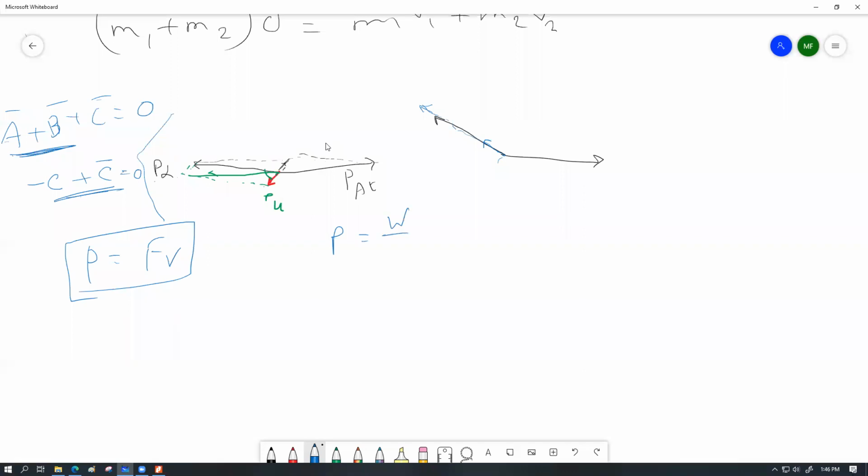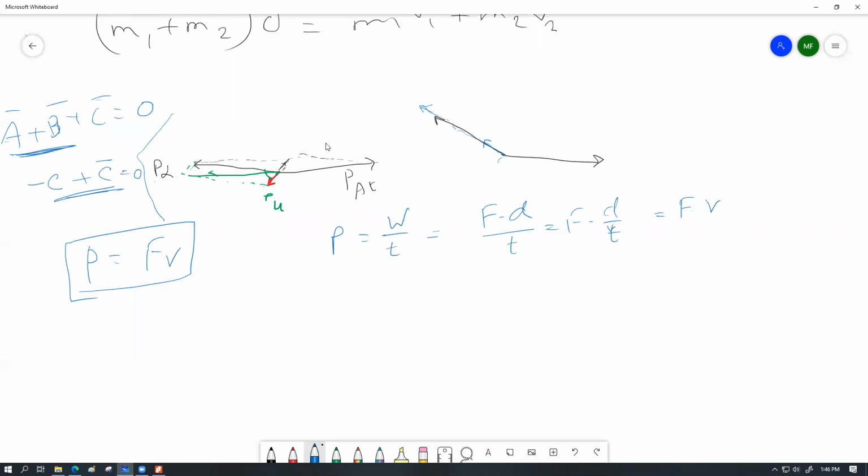Power equals work done over T. We know this equation definitely, right? All of us. Now, work done can be written as what? Force into distance divided by T. If I segregate the force over here, I can write D over T, which can be written as the velocity expression.